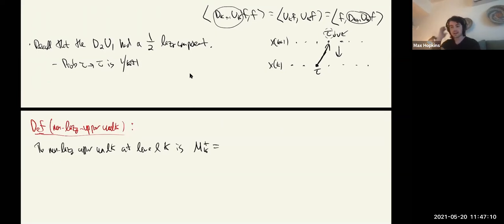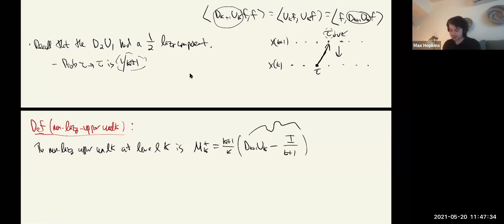So what is this? Well, all we're going to do is take the upper walk and subtract off the lazy part. There's going to be some normalization factor on the outside that I'll explain in a second. But other than that, it's just the upper walk, D_{k+1} U_k, minus the lazy term, minus the identity over k plus 1. So this is going to subtract out our 1 over k plus 1 laziness.